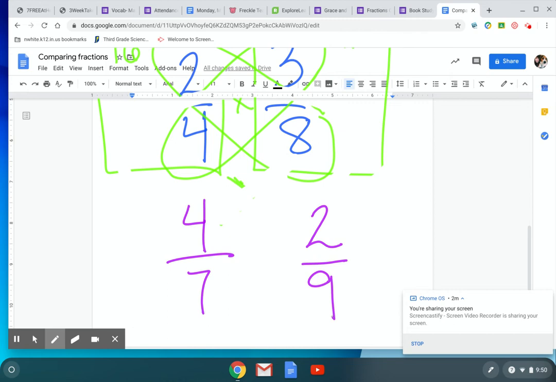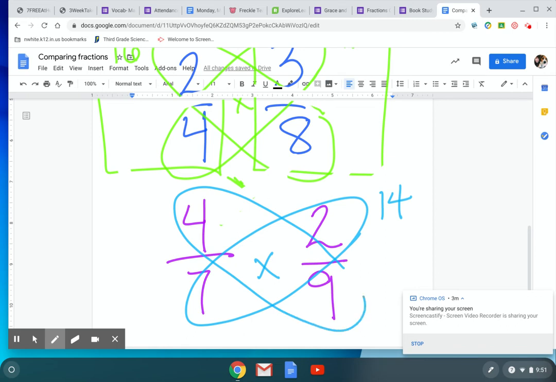Okay, so I'm going to do what I just said. I'm going to use a different color so you can see it. I'm going to make my butterfly. 7 times 2 is 14. And I'm going to make my other butterfly. 9 times 4 is 36. Which is bigger, 14 or 36? 36 is bigger. So 4/7 is bigger than 2/9.